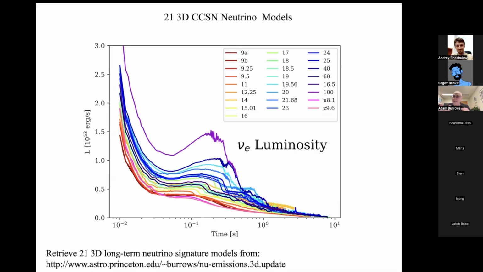So that binary interaction affecting the spin is one thing. The other, and probably more important, is mass transfer. And so you transfer mass from the massive star to the companion, the primary to the secondary. If you do it early on, it'll change the evolution.